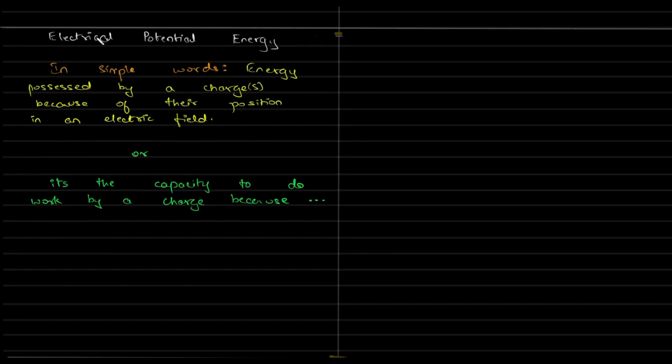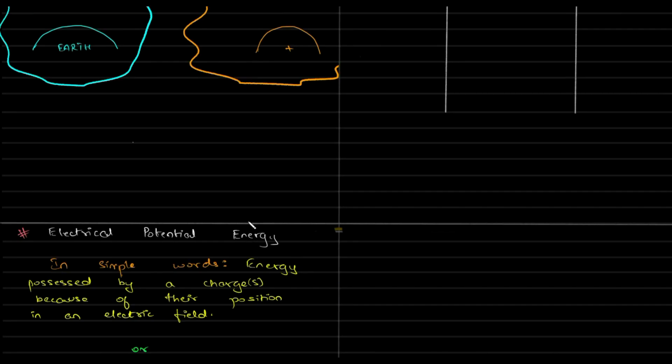To put it as a definition, in simple words, electrical potential energy is the energy possessed by a charge or charges because of their position in an electrical field. Or we can also frame it as the capacity to do work by a charge because of its position in an electrical field. Okay, so very simple concept.